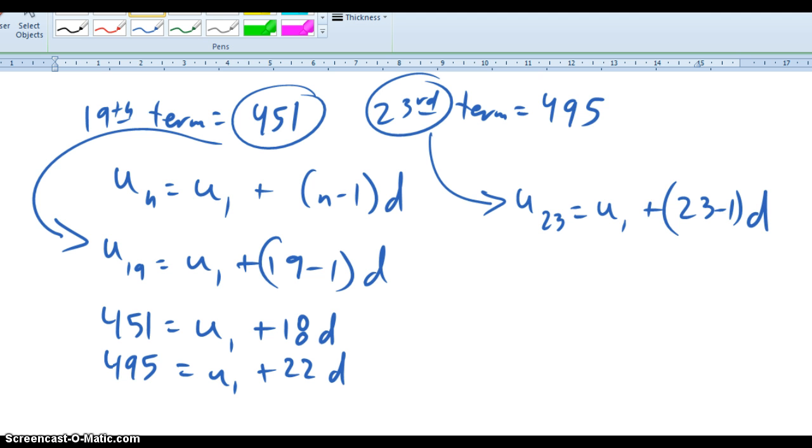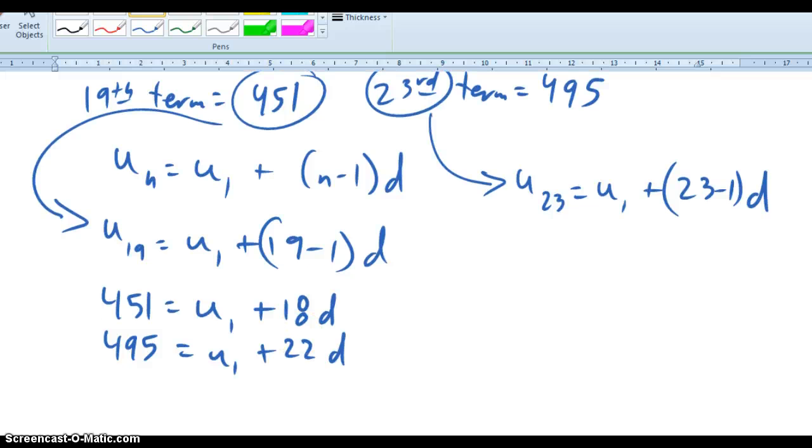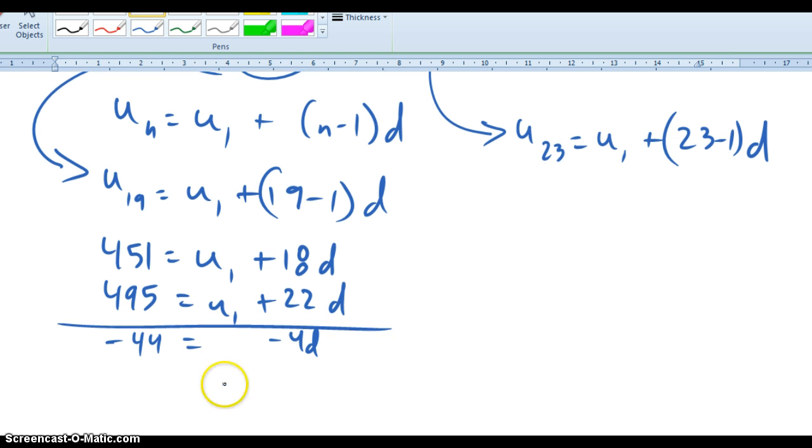Now if you have your fancy graphing calculator, you could plug this in and just solve it. But we can also just do it by hand, not a big deal. We can eliminate u sub 1 and just solve for d here. We could do the top minus the bottom. So that's going to be negative 44 equals, these cancel out, negative 4d. So divide by negative 4, and d is 11 in this case.